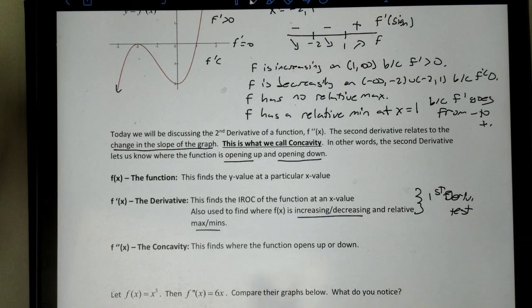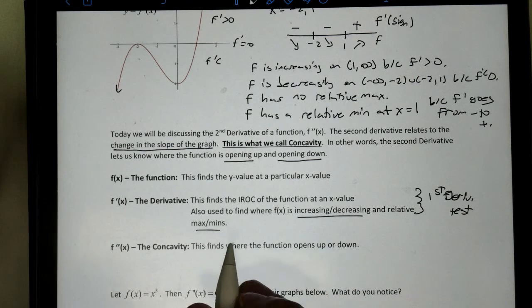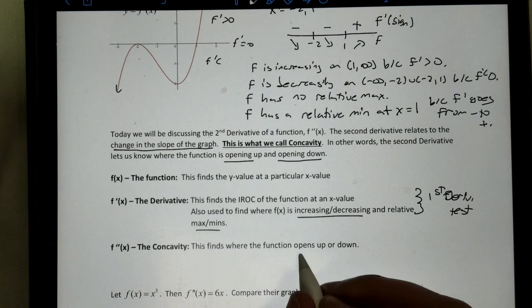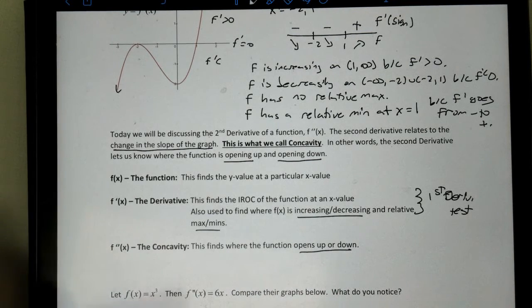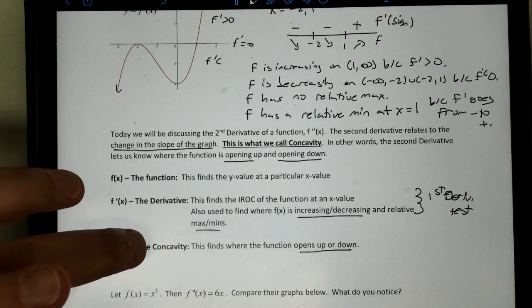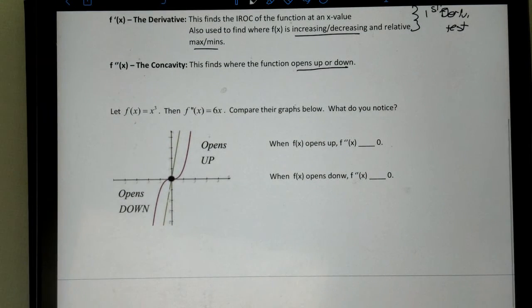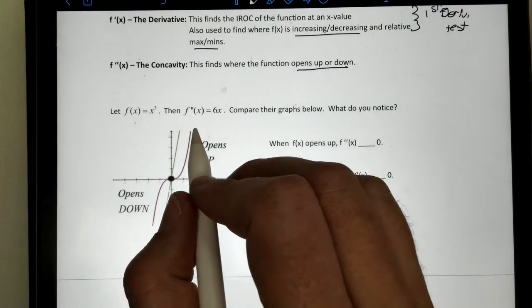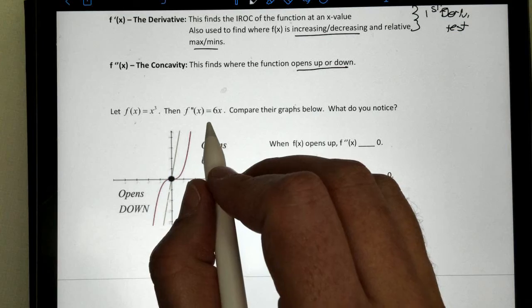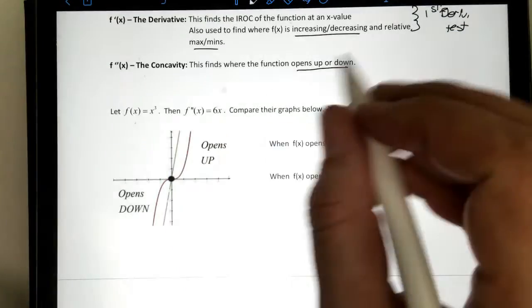Right there. The concavity, this is what we use to find where a function is opening up or opening down. So let's see if we can look at an example right here. Here we have the graph of f of x equals x cubed. If we were to take the second derivative, we would get 6x.